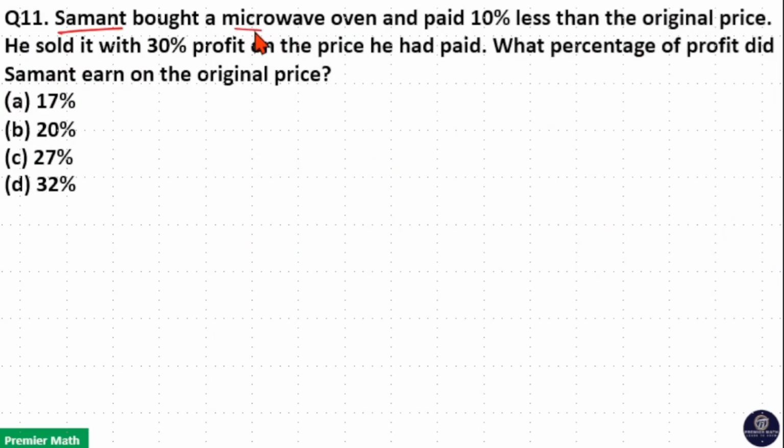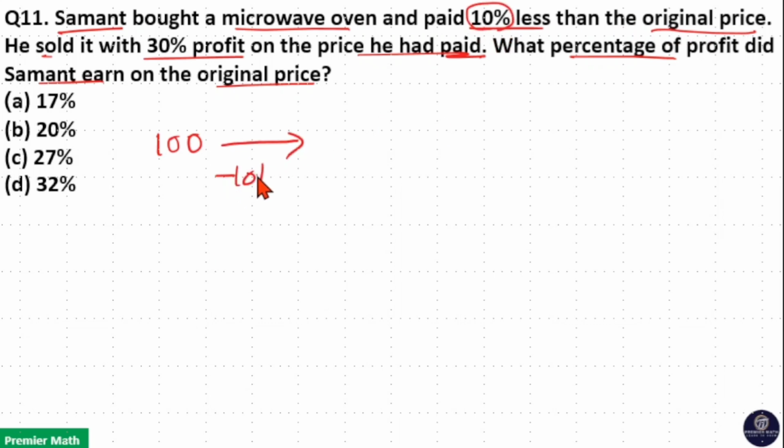Someone bought a microwave oven and paid 10% less than the original price. He sold it with 30% profit on the price he had paid. What percentage of profit did someone earn on the original price? Consider original price as 100 rupees. Then he paid 10% less than the original price. So 10% less than 100 he paid. 10% of 100 is 10. So 100 minus 10, 90 rupees he paid for the microwave oven.